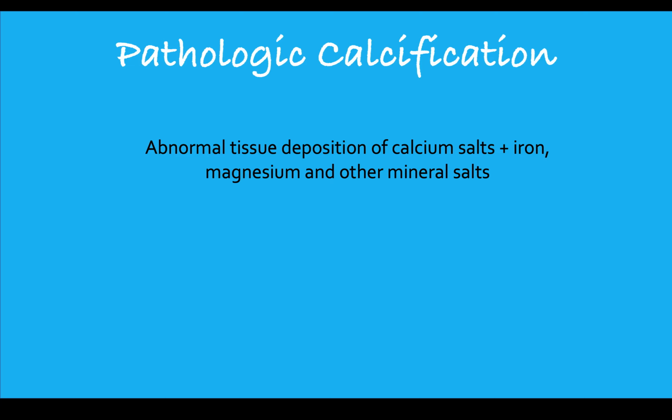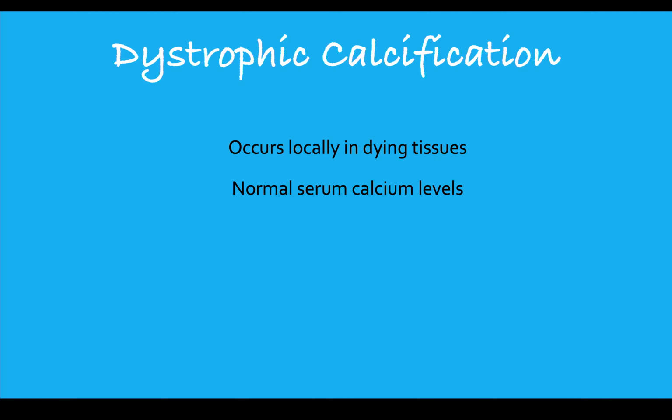Now, moving on to the pathologic calcification. So this is when you have abnormal tissue deposition of calcium salts and other things such as iron, magnesium, and other mineral salts. So there's 2 forms of pathologic calcification. You have dystrophic and metastatic calcification. So dystrophic calcification is going to occur locally in dying tissues.